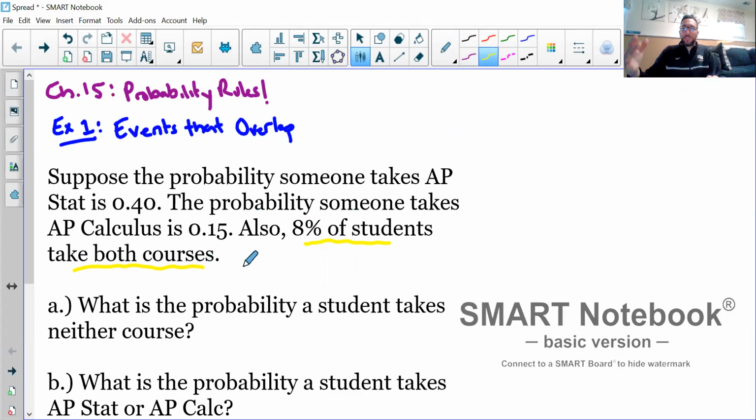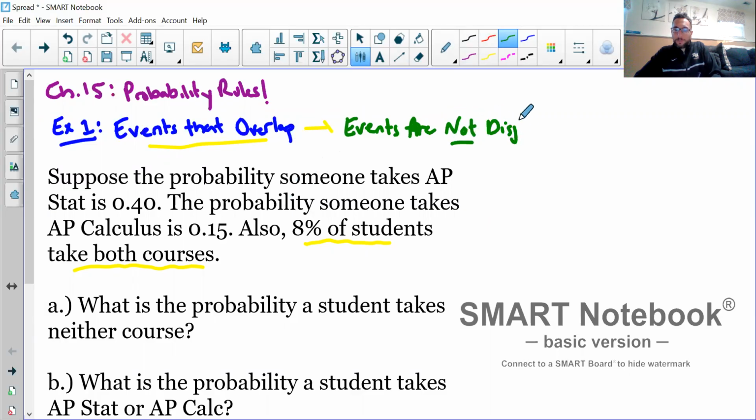Now, my next question for you is, what's the proper stats vocab? Instead of saying events that overlap, how would we describe these events using some of the vocabulary from our Delta Math video last week? Oh, that's right. Good job, everyone. Hopefully you all turned to your neighbors and decided that these events are not disjoint. Disjoint means no overlap. So these events do overlap, or they can both happen. A student can take both statistics and calculus. So these are not disjoint events.